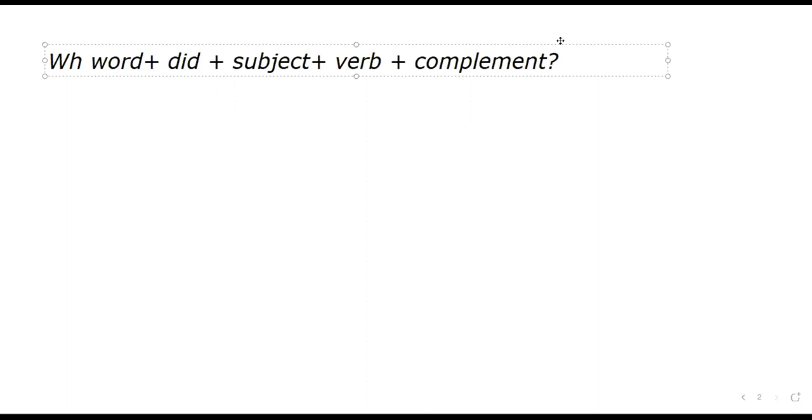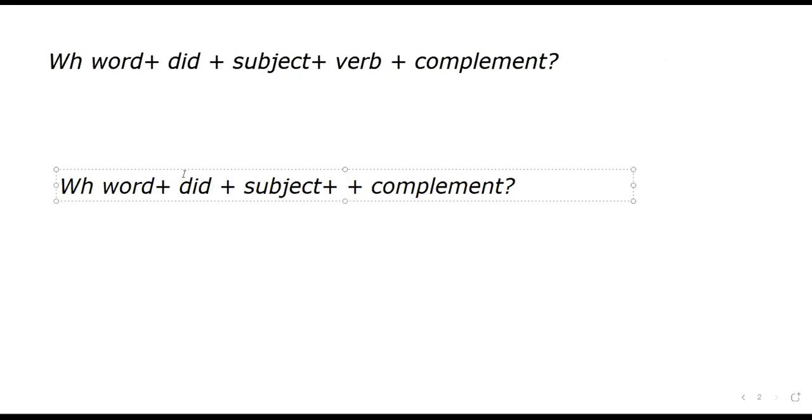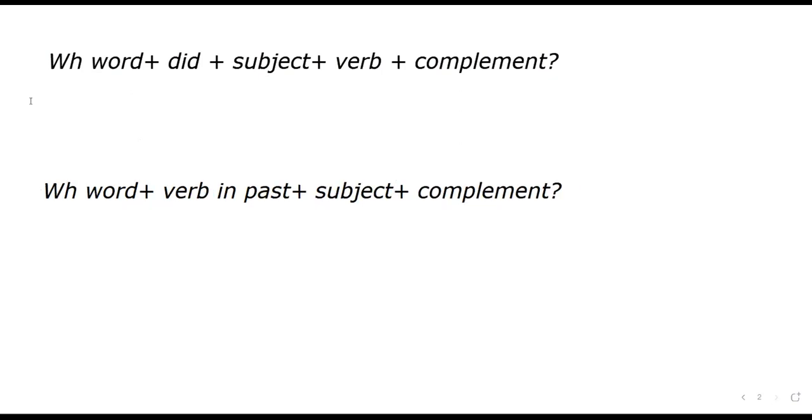Now, we have another one, in which we are going to put here WH word plus verb. We don't have to use did here. Plus verb in past plus subject plus complement. So how, Sylvia, how can we do this? There are some specific WH words that we're gonna use here. Mostly we have the same. For example, we can have why did you eat all the food? WH word plus did plus subject plus verb plus complement.